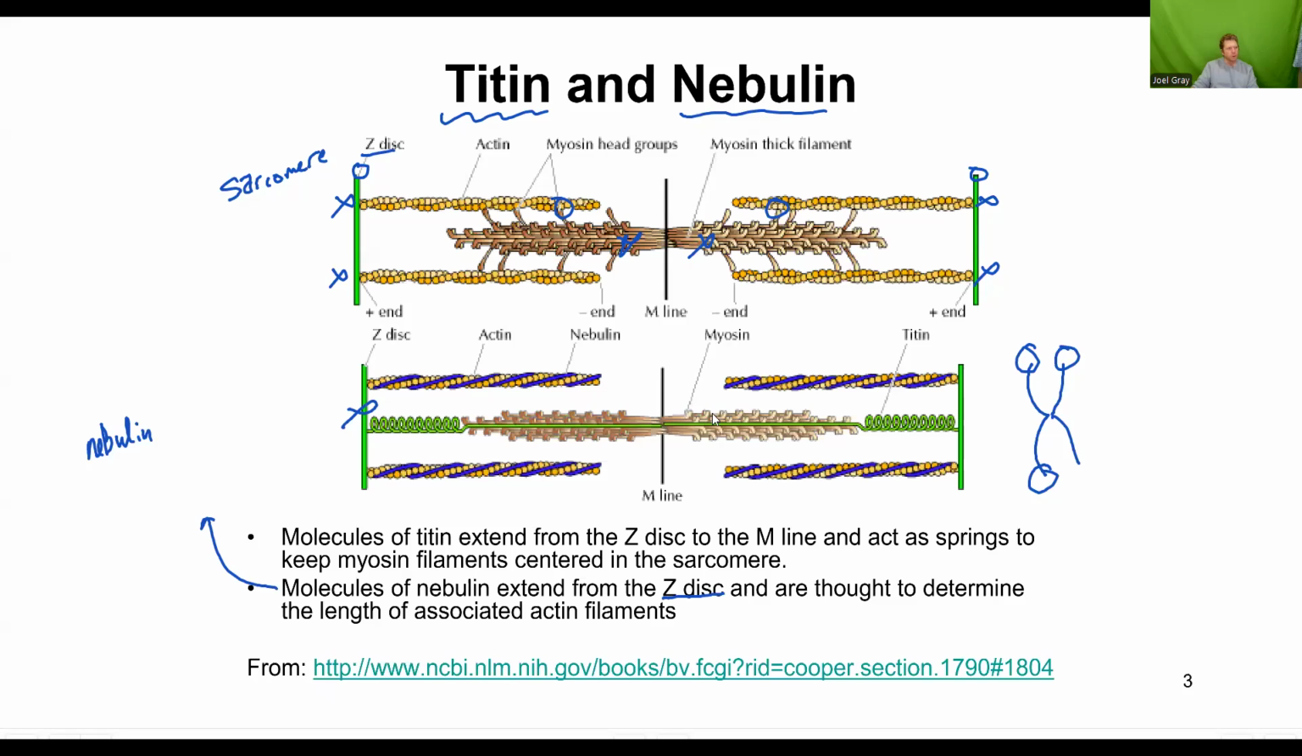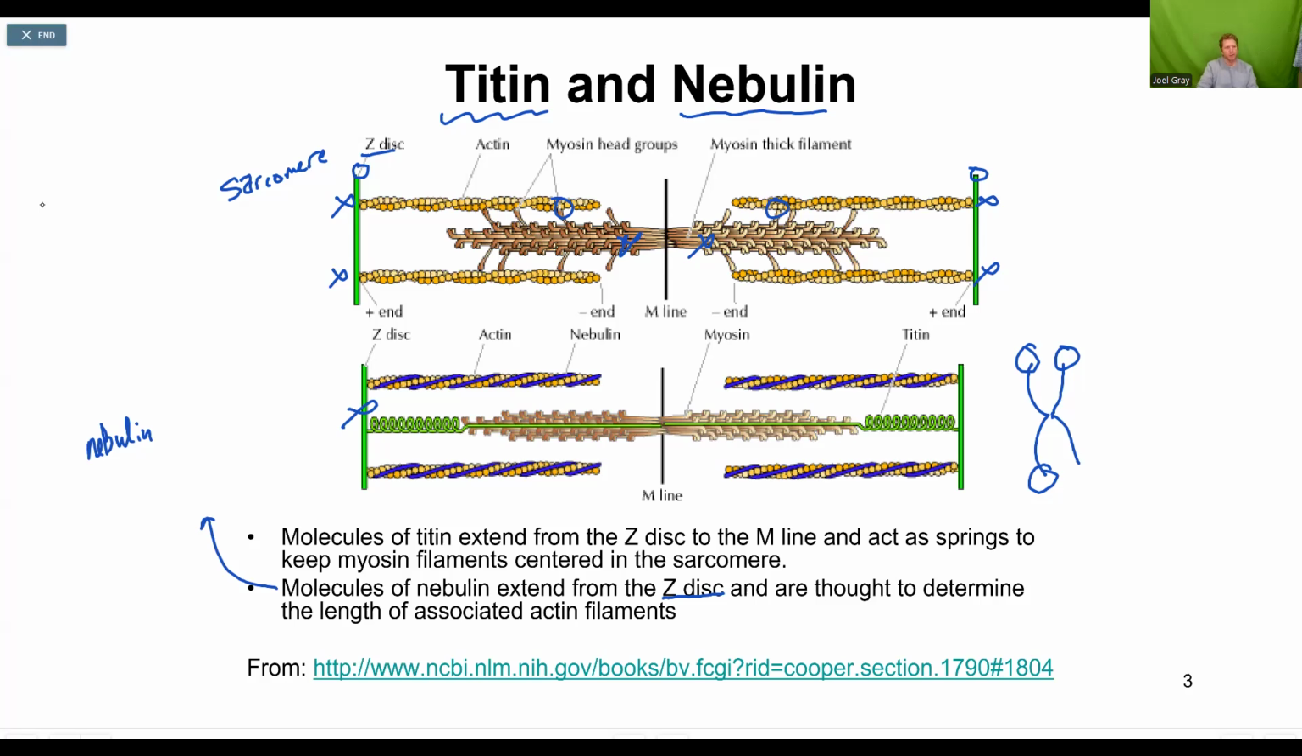What I'm trying to draw there, yes, I am talking about telomeres. Great. Telomeres play a role in regulating length and helping prevent circularization of chromosomes. So that's what I was getting at. If nebulin is playing that role, it's analogous to a telomere. Okay, so that's what titin and nebulin do.